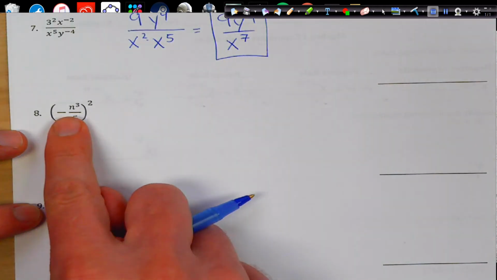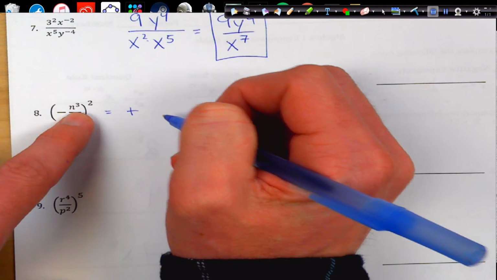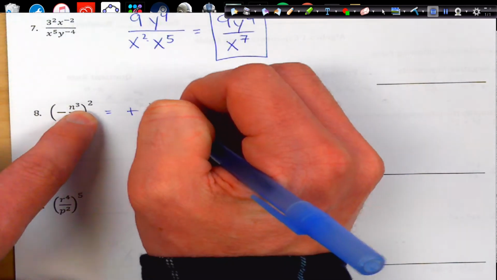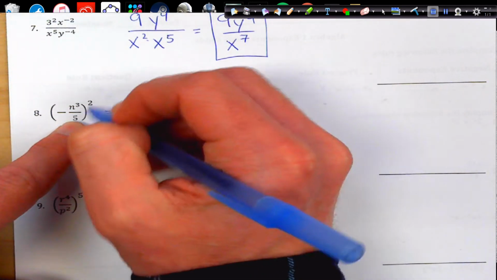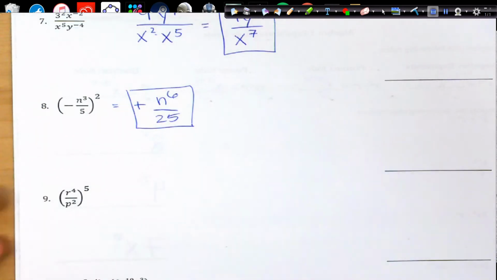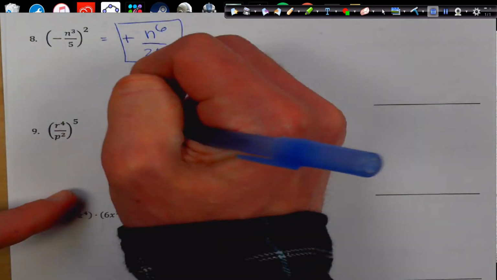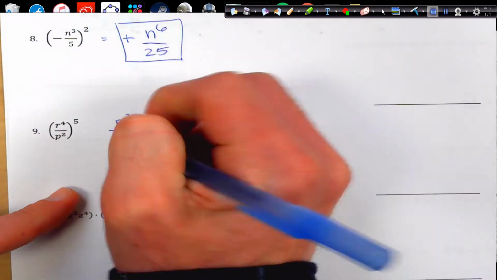Again, it's squaring a negative, so it's actually going to come out to be a positive answer. And 3 to the 2nd power is n to the 6th, and 5 squared is going to be 25. Here we're going to raise the 4 to the 5th and 2 to the 5th power. So we're going to do 4 times 5, so that's going to give me r to the 20th over p to the 10th.